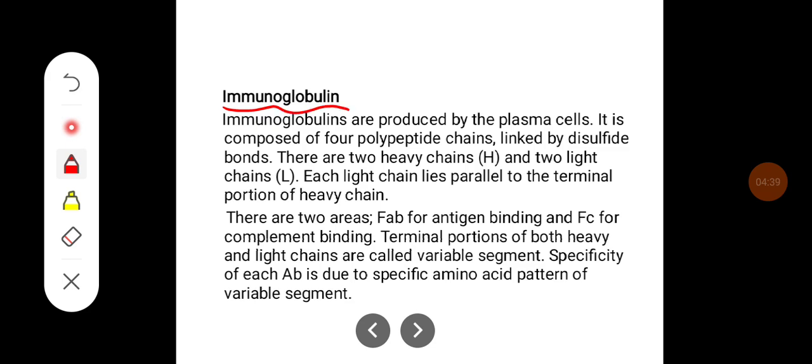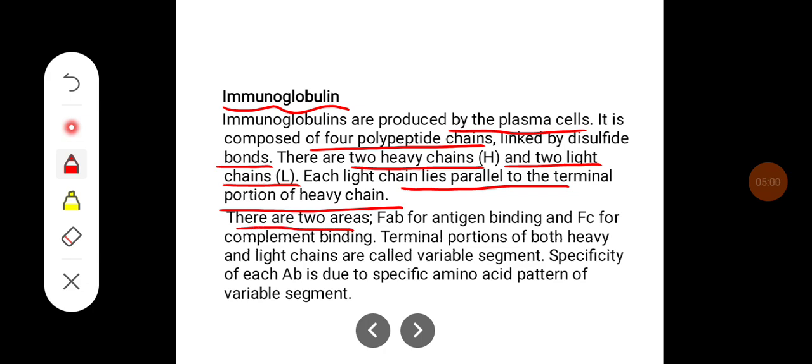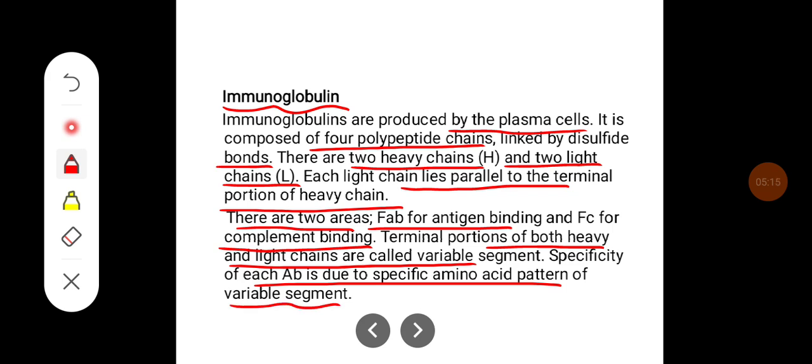Immunoglobulins are produced by the plasma cells. They are composed of 4 polypeptide chains linked by disulfide bonds. There are 2 heavy chains, denoted by H, and 2 light chains, denoted by L. Each light chain lies parallel to the terminal portions of the heavy chain. There are two areas, FAB for antigen binding and FC for complement binding. Terminal portions of both heavy and light chains are called the variable segment. Specificity of each antibody is due to the specific amino acid pattern of the variable segment.